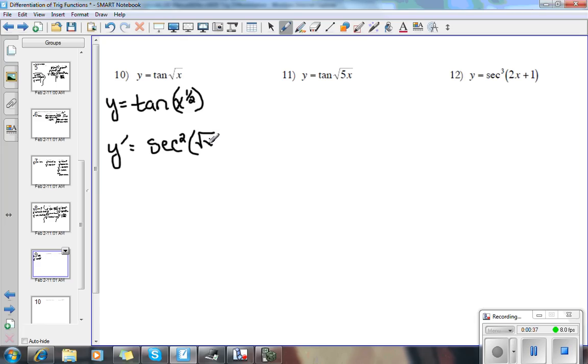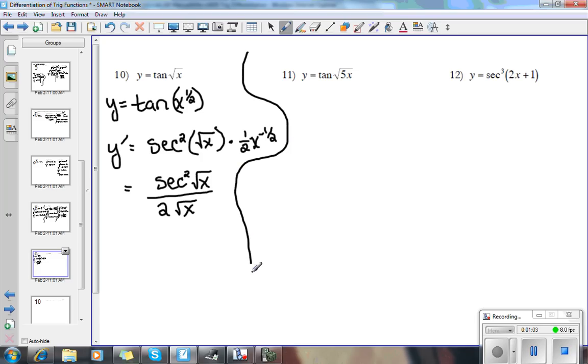the square root of x. So that's the outside function, times the derivative of the inside function. That's when it's helpful to think of it as the half power, because we're going to have 1/2 x to the negative 1/2. So I get secant squared square root of x over 2 square root of x.